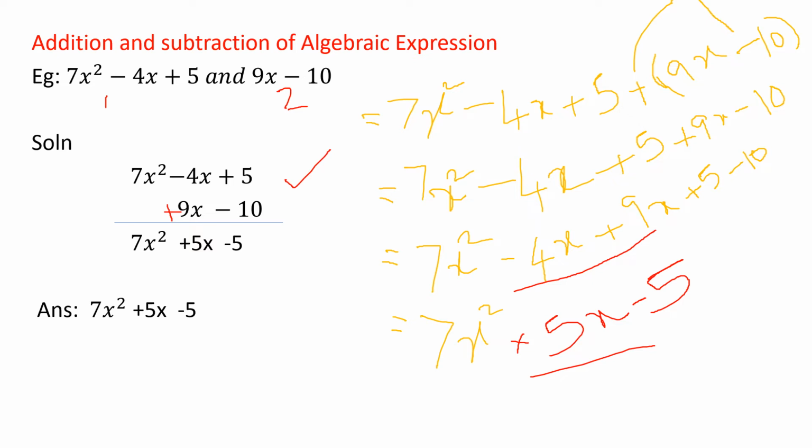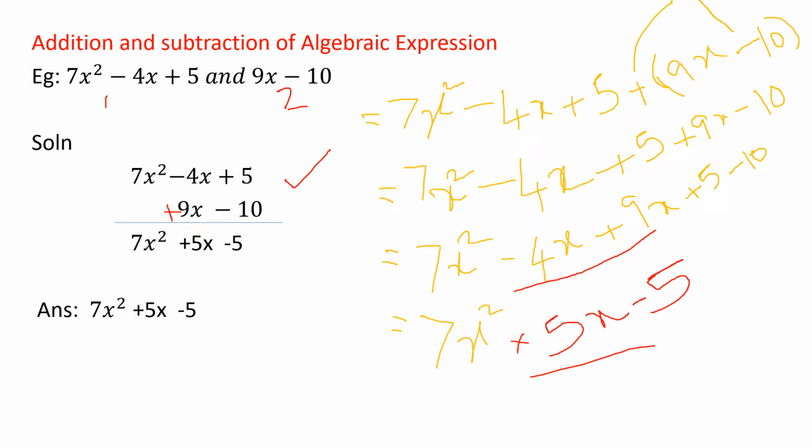4x and 9x are the like terms. So we'll write the 9x below 4x. Okay, we will not write in the x square term. This is separate. X square is different, x is different. Okay, this is how we will be doing the addition operation.